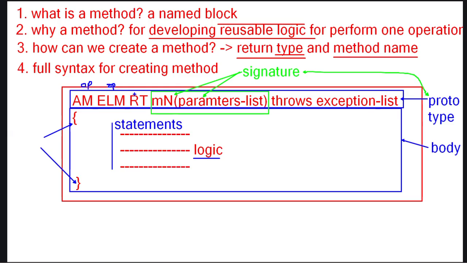Execution level modifier, optional. Return type, mandatory. Method name, mandatory. Parameter list, optional. Open parenthesis and closed parenthesis, mandatory. Next, throws exception list, optional. Open bracket, closed bracket, these are mandatory.